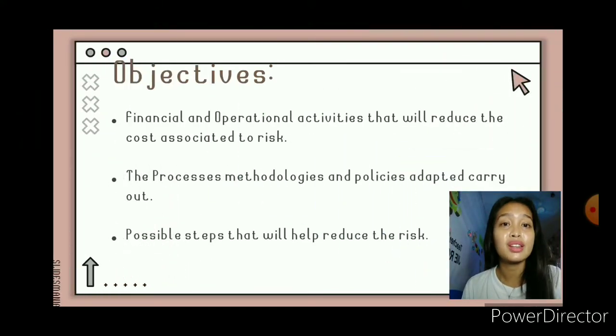So at the end of this video, we will be able to know the financial and operational activities that will reduce the cost associated to risk, the process, methodologies, and policies adopted and carried out, and the possible steps that will help reduce the risk.